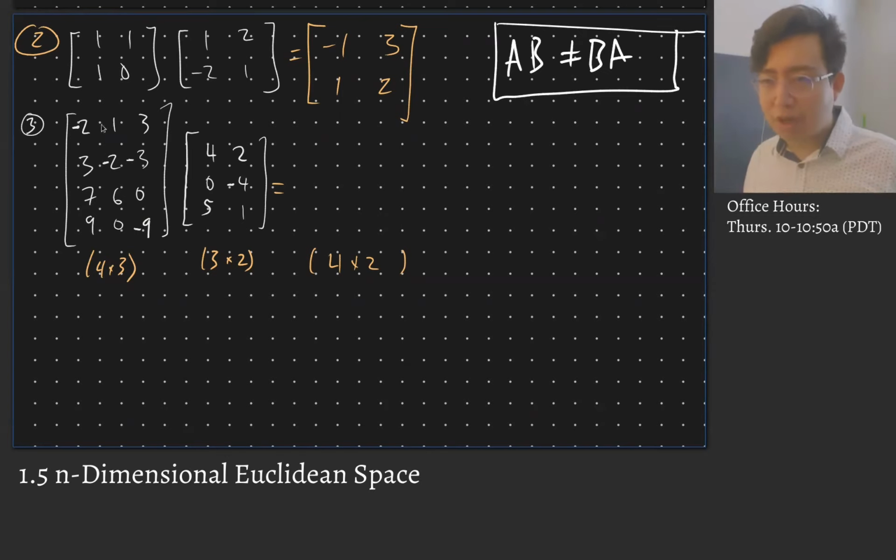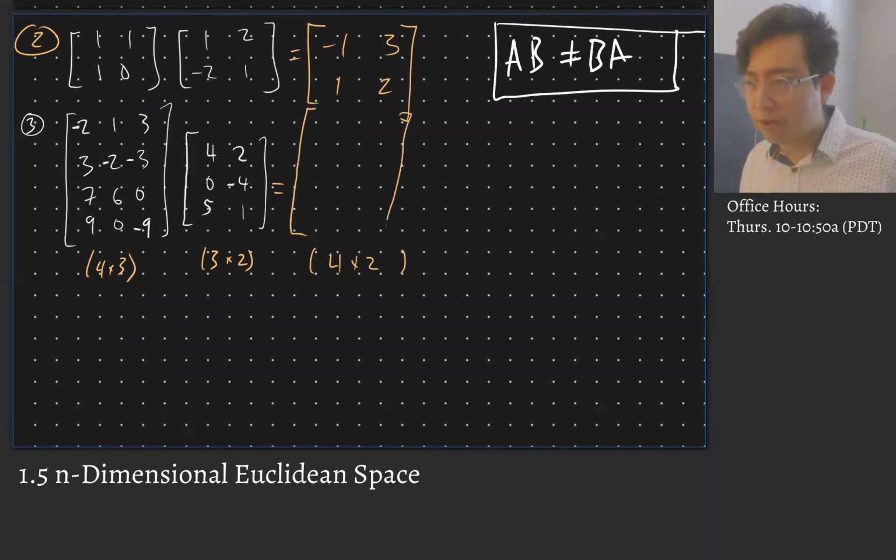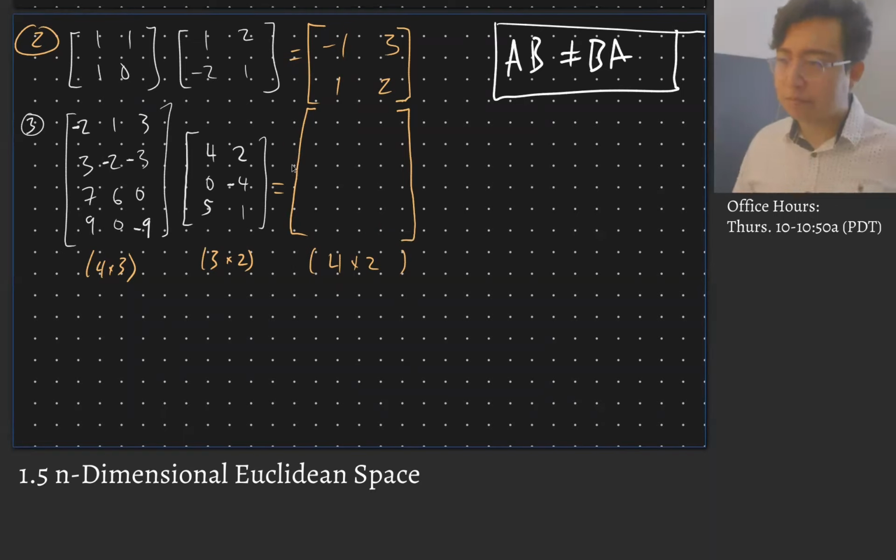Well, in this order, you see that each row has 3 entries, and over here each column has 3 entries, and that's going to be nice for taking the dot product, right? So we're going to end up with a 4 by 2 matrix. So 4 tall, 2 wide. Okay, let's do that. We want to fill each of these in.